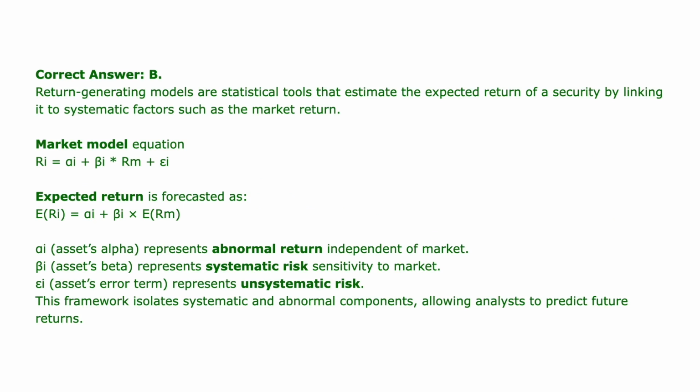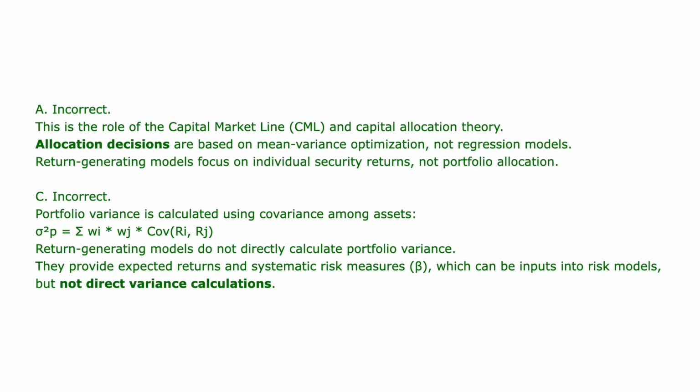Return-generating models, such as the market model, are statistical tools that forecast a security's expected return by linking it to systematic factors like market returns using alpha and beta. Option A. Capital allocation between risk-free asset and market portfolio is determined by the CML and mean-variance optimization, not by return-generating models. Option C. Portfolio variance is calculated using covariance matrices among assets. Return-generating models provide inputs, beta, expected returns, but do not directly calculate portfolio variance.